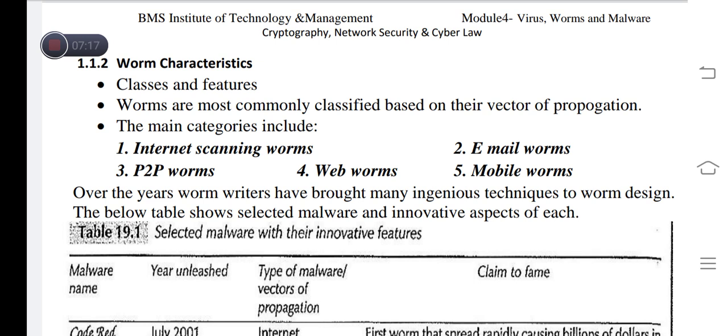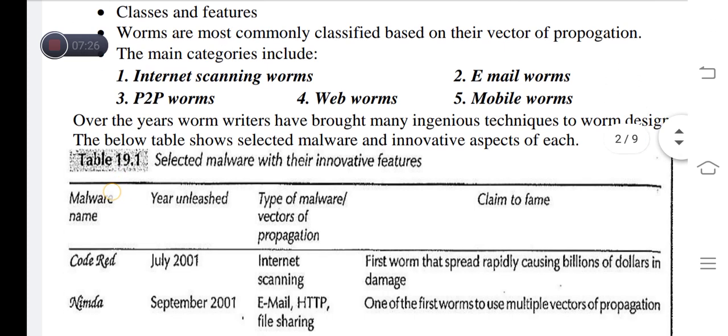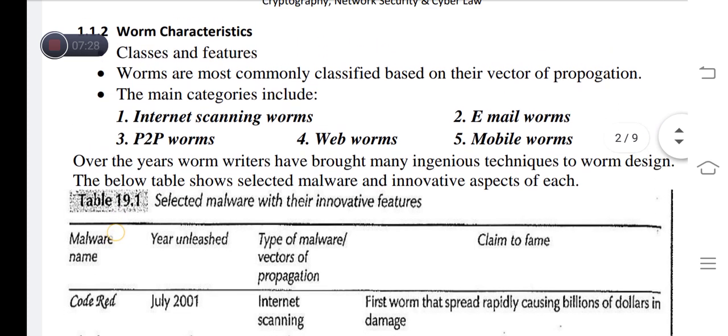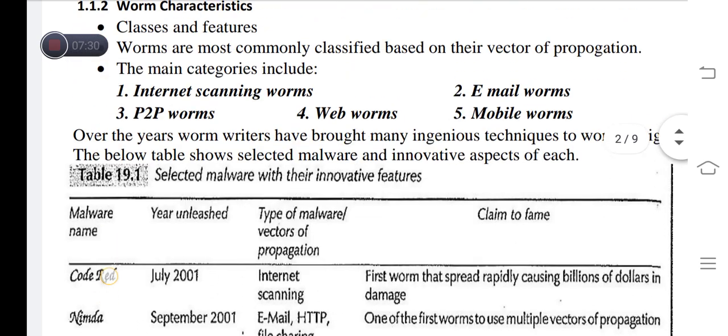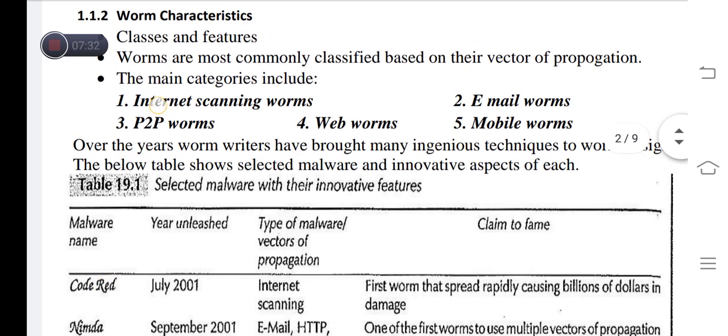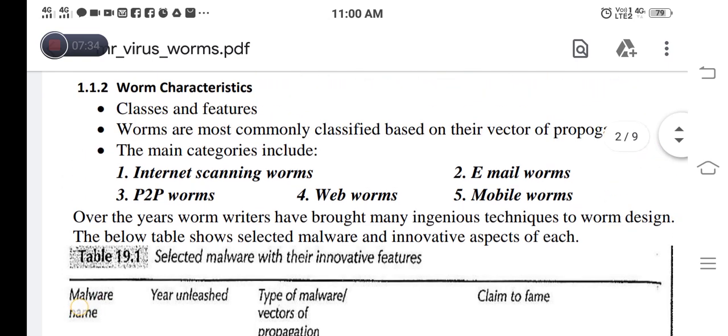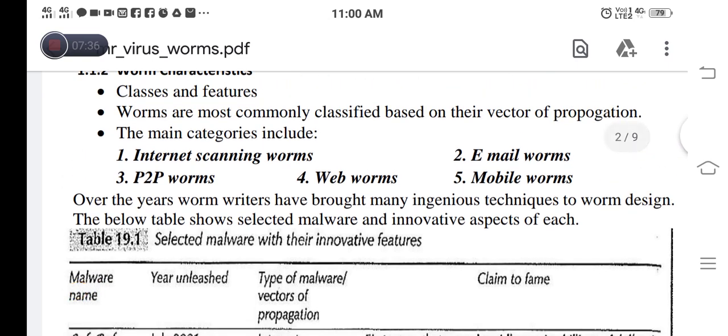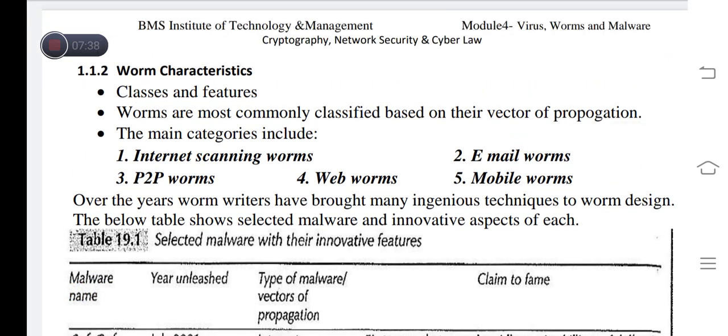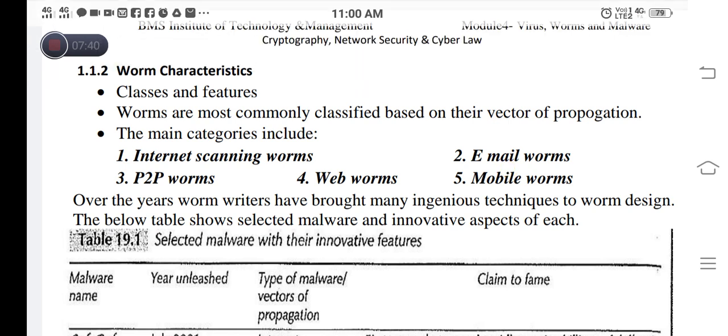The main categories include the internet scanning worms. Under internet scanning worms, we are going to discuss two case studies with respect to Code Red, Code Red ASLR, and also the Slammer. Then the other categories are email worms, peer-to-peer worms, web worms, and mobile worms.